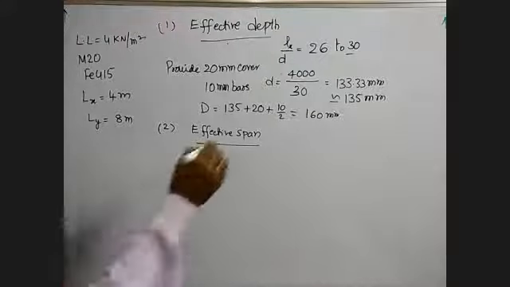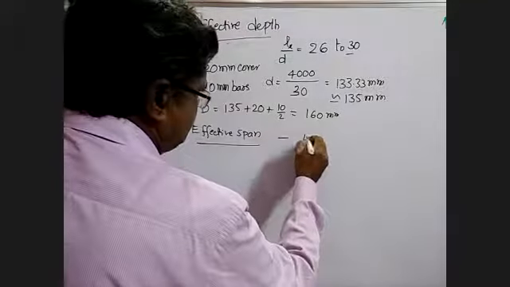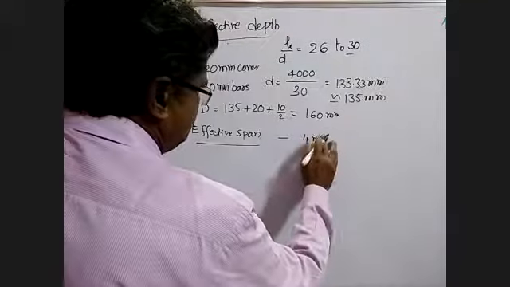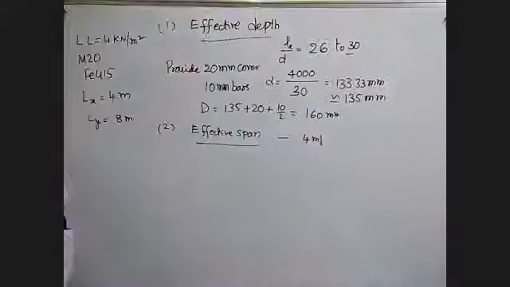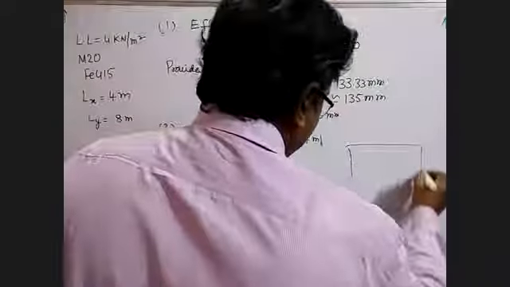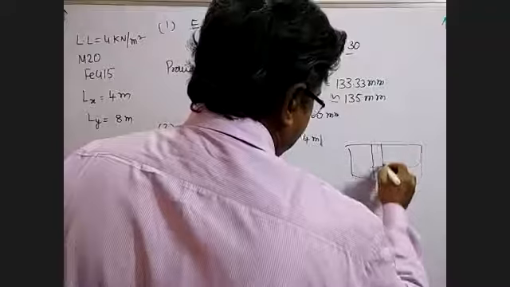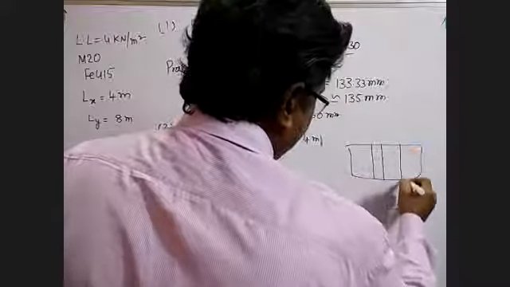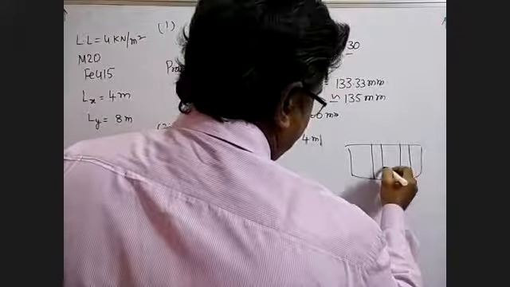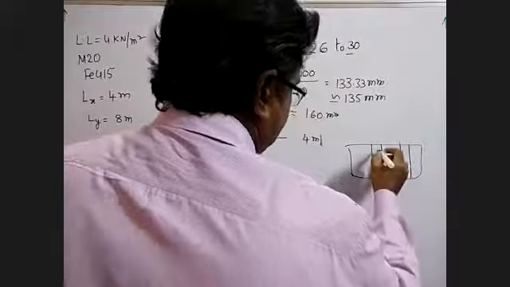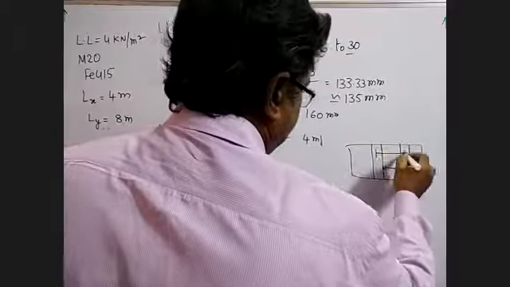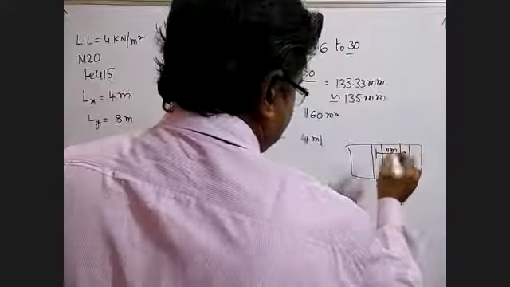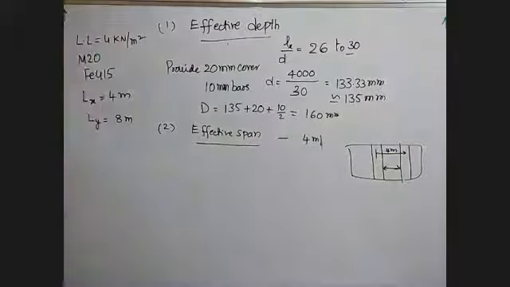So here the effective span is clearly given as 4 meters. That is the center to center distance between the beams. What did he do? He gave the hall, he gave the beam. Okay, it is not the clear span. This is the 4 meters, he gave 4 meters from center to center. So that is the effective span. Effective span is equal to 4 meters.